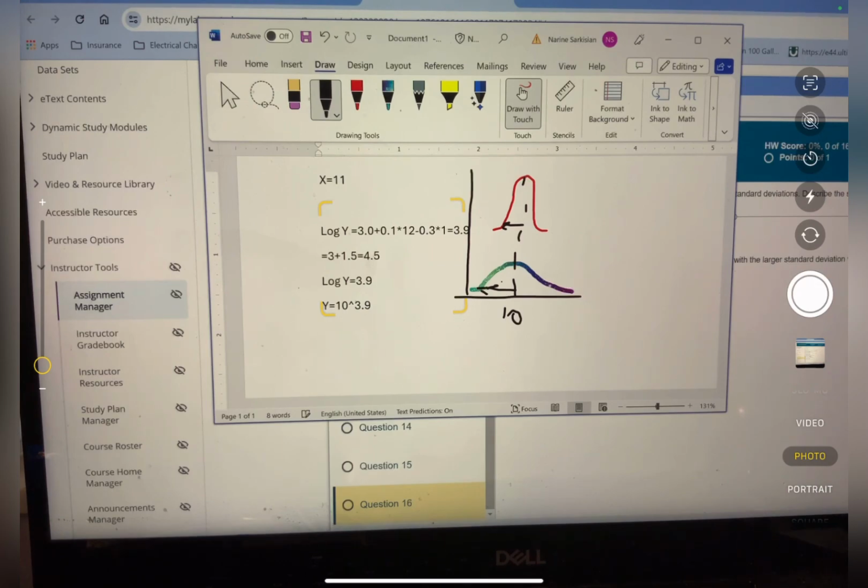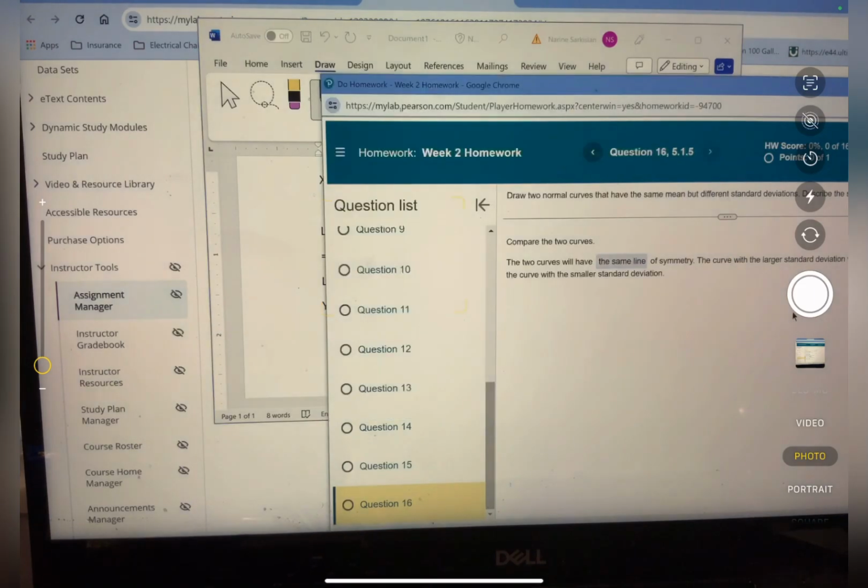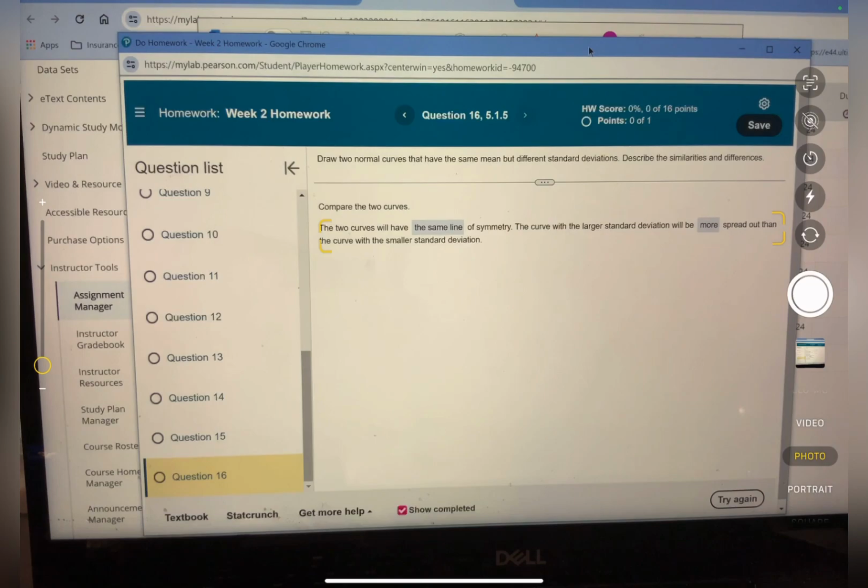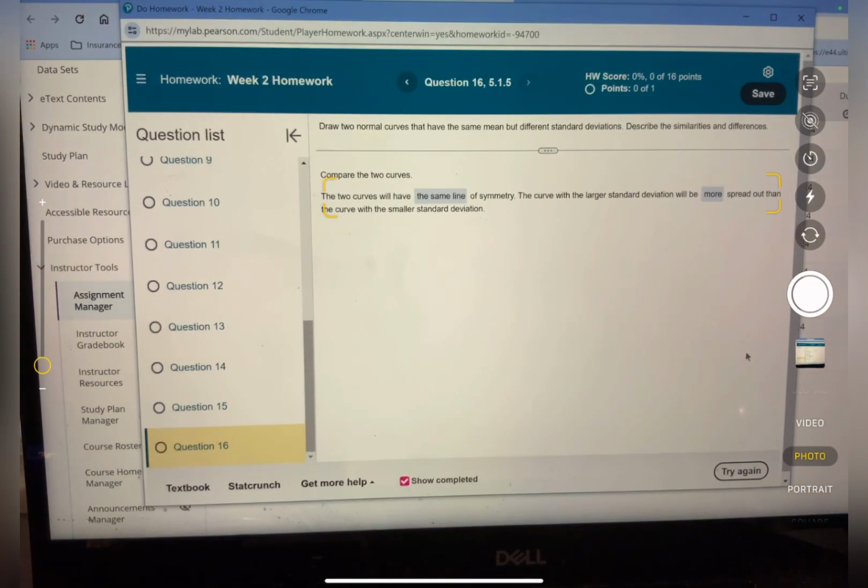So what similarity do we have? That the mean is the same, but the spread is different, right? Okay, it's the same line of symmetry. The curve with the larger standard deviation will be more spread out than the curve with the smaller standard deviation. And that's it. I am done. Okie dokie.